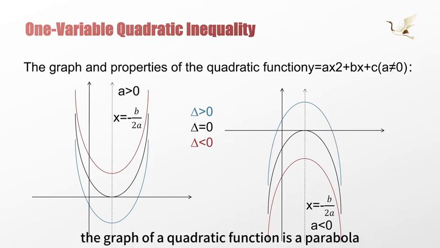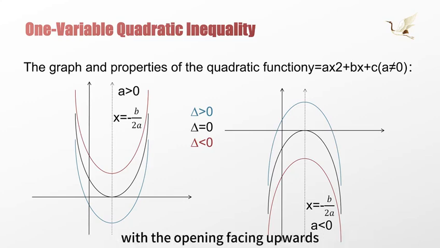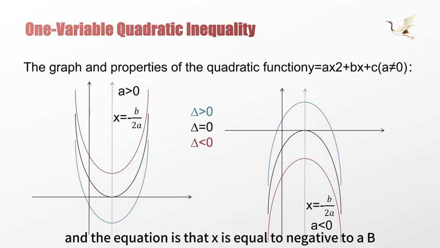The graph of a quadratic function is a parabola, with the opening facing upwards when a is greater than 0 and downwards when a is less than 0. Parabolas all have axes of symmetry, and the equation is x equals negative b over 2a.